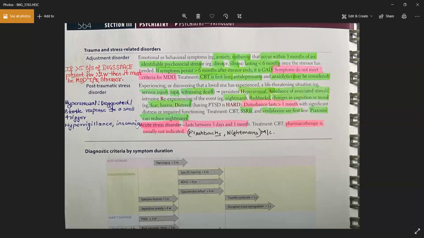Now you call it an acute stress disorder if the symptoms are lasting for less than 1 month. If the symptoms are lasting for more than 1 month, you call it a PTSD. All the symptoms are present but for less than 1 month, and pharmacotherapy is usually not indicated in acute stress disorder. Only CBT is required. So the flashbacks, nightmares, dissociation, hyperarousal, vigilance, avoidance for less than 1 month, you will call an acute stress disorder. Okay. Any doubt?